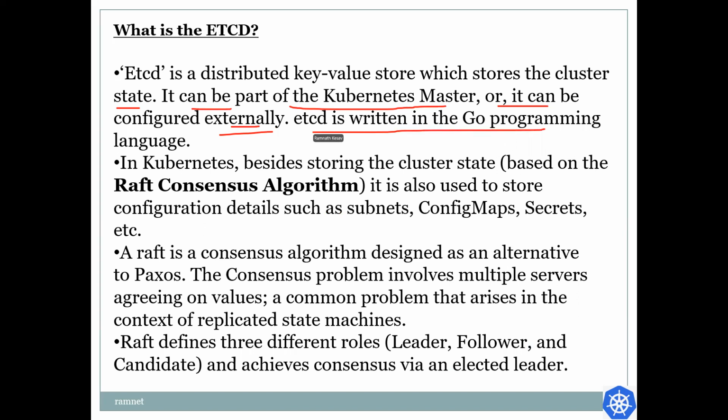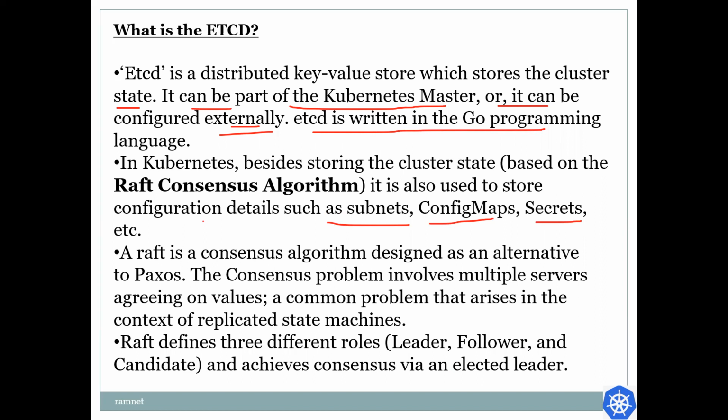In Kubernetes, besides storing the cluster state based on the Raft consensus algorithm, it is also used to store configuration details such as subnets, configuration maps, and secrets. A secret is nothing but a password and other such things.